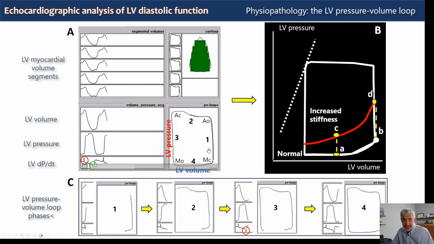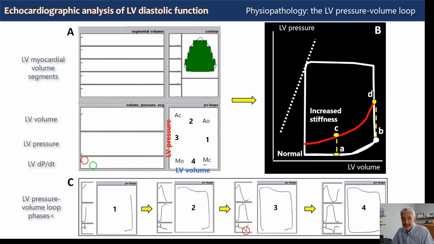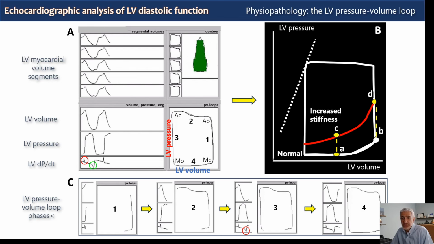During this phase, we have the positive peak of dPdt, in red here, which is a measure used to measure contractility, as a gold standard with cardiac catheterization. dPdt is not really the main gold standard of contractility because it is load dependent, but it is commonly used during cardiac catheterization to measure LV contractility.